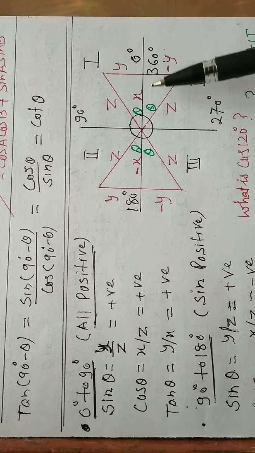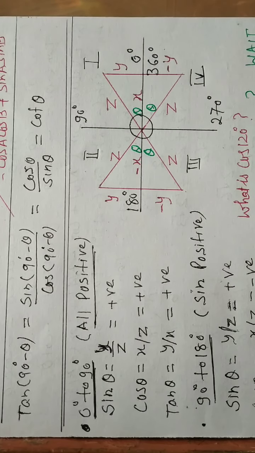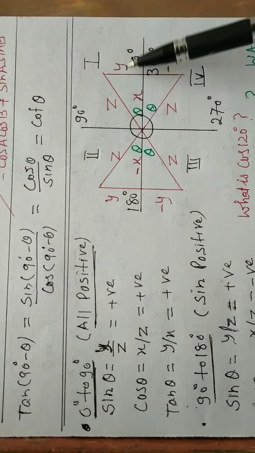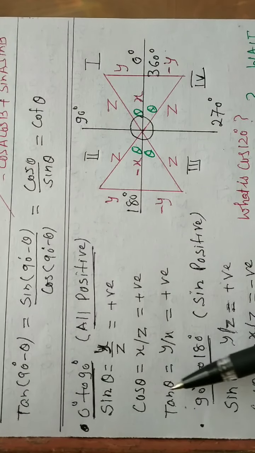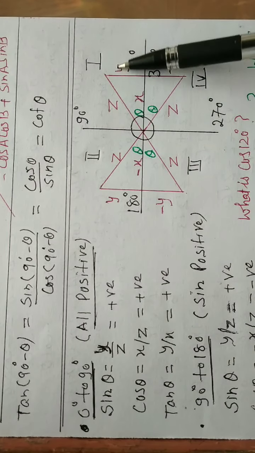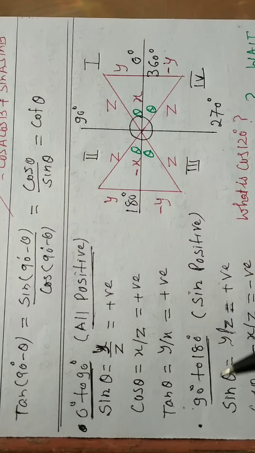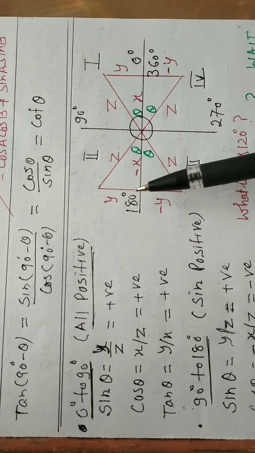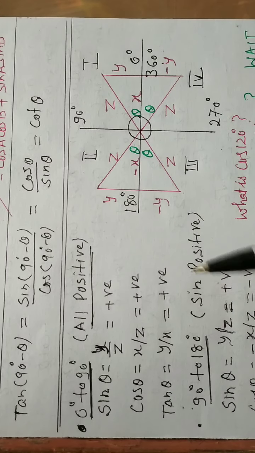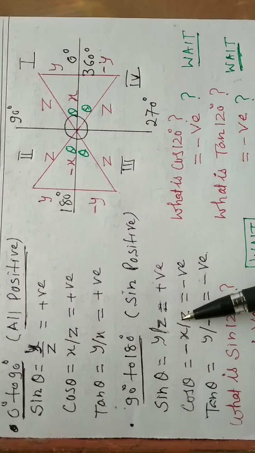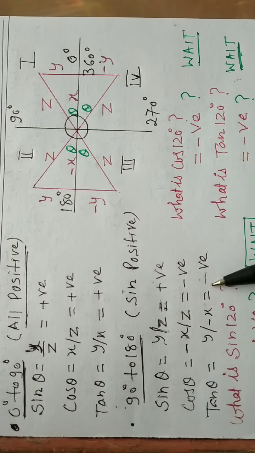In the first quadrant, x, y, z are all positive. So sin theta, cos theta, tan theta will all be positive in the first quadrant. But in the second quadrant, 90 to 180, only sin is positive, y by z. Just see, sin is y by z, positive, and all other values will be negative.